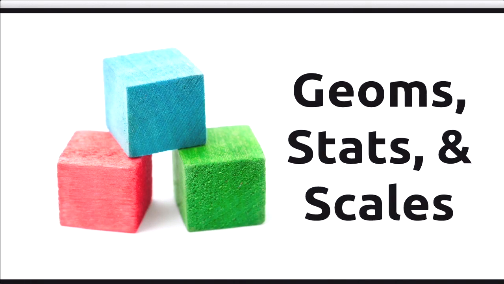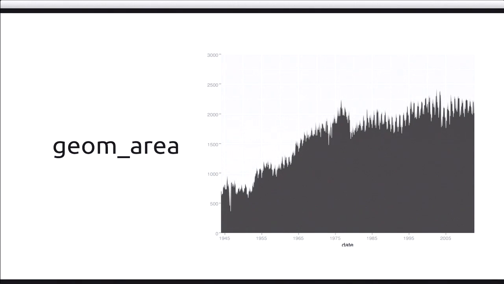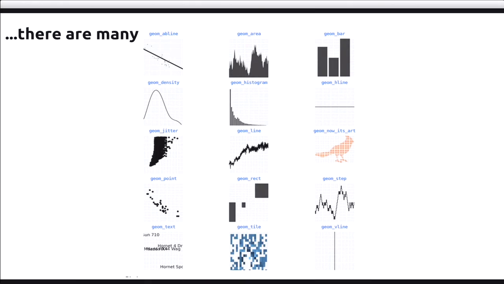OK, so geoms, stats, and scales. These are the building blocks of your plots or your visualizations. What I mean by that is you take something like a scatter plot. In ggplot, that's represented as something called geom point. When you add a geom point to your ggplot, you're going to get something that looks like this. And again, there are a lot of different types of geoms. I'm not going to get into them all right now, but just know that there are very many.